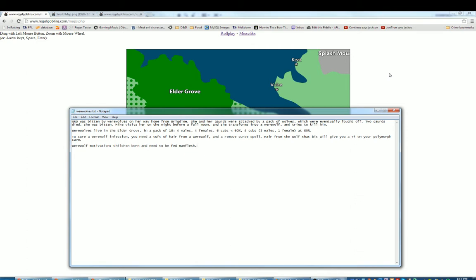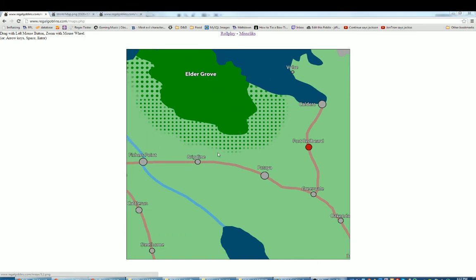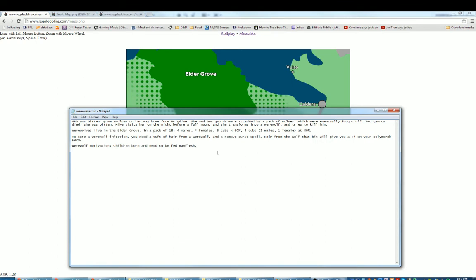You can totally do stuff like that, but for a pack of werewolves, I'd rather have it be a little bit more concrete, something that the players can relate to. Like, oh, they have these kids that they're going to feed the man flesh. Okay, that makes more sense than werewolves wanting to take over town when they're usually nomadic. So that's what we got. We got werewolves living in Elder Grove, attacking people as they go by Brigdean, feeding them to their children.